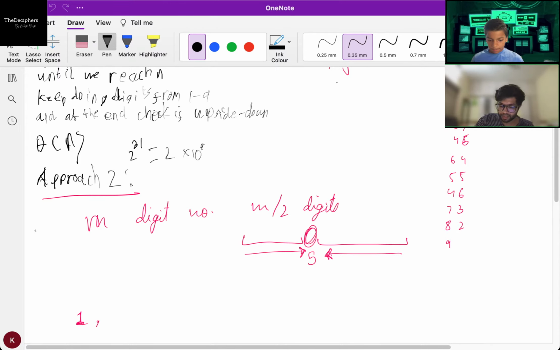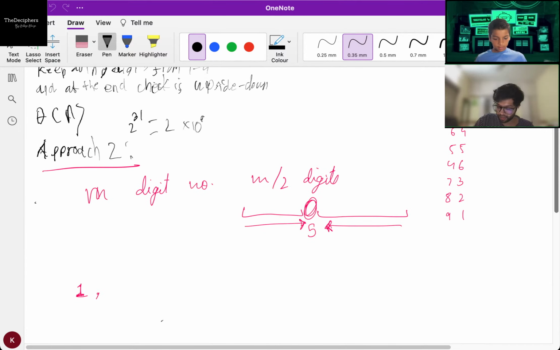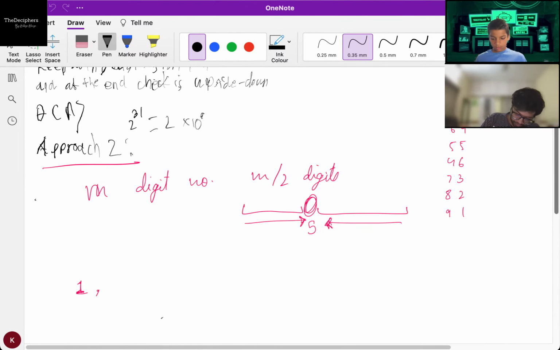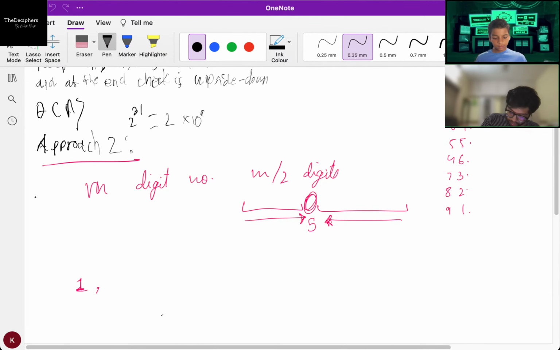Not 81, it will be 82, because it sums to 10, not 9. So there are a total of 1, 2, 3, 4, 5, 6, 7, 8, 9, 10 numbers. 10 numbers.